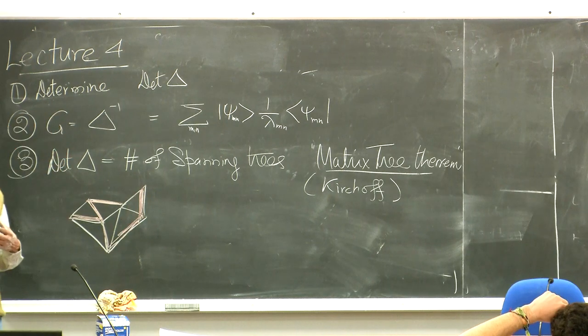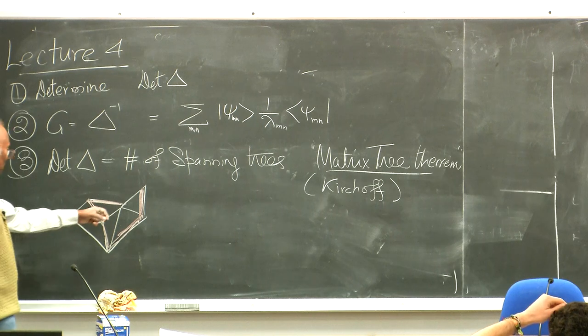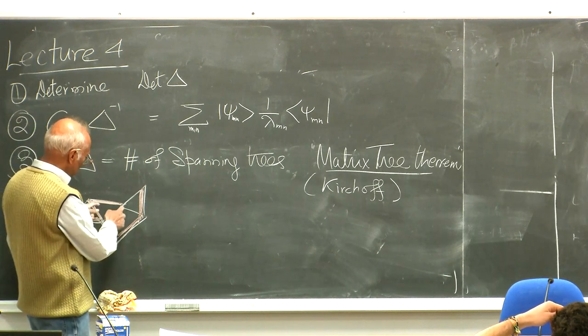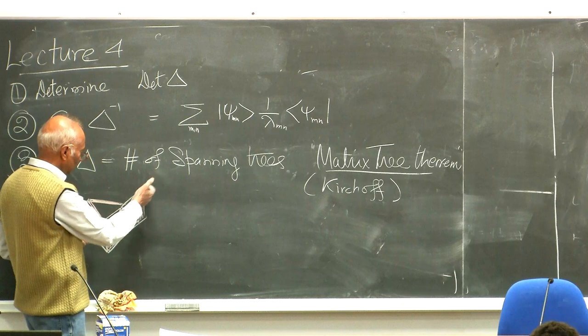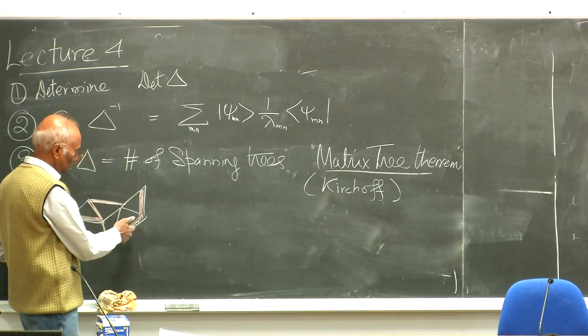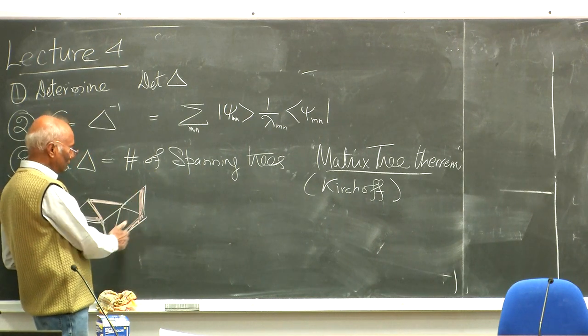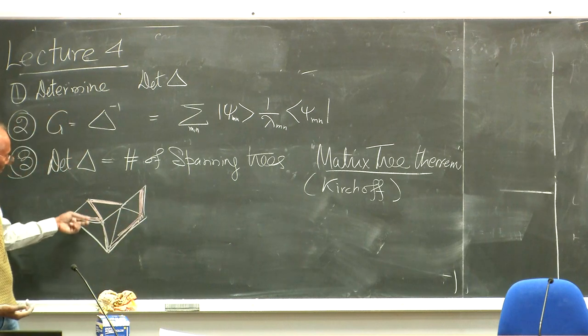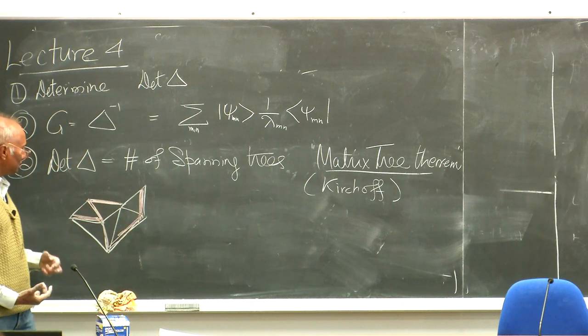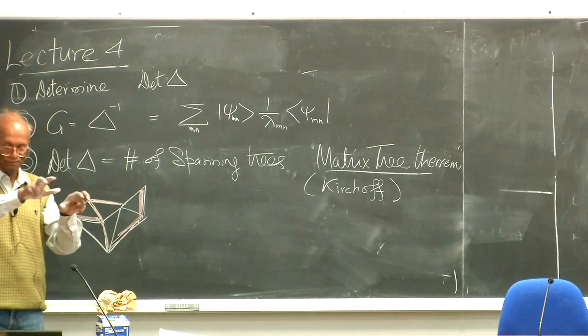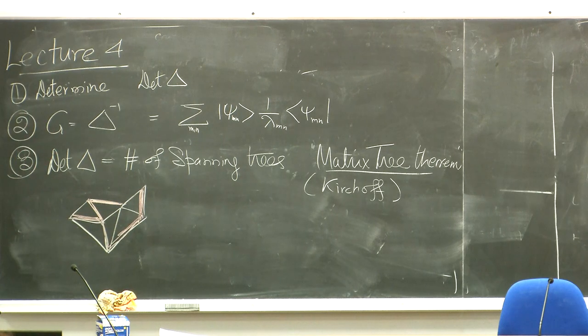Form a spanning tree of the graph. What is it doing? It is a tree. It is a set of edges which are occupied, other edges are left empty. The set of edges have the property that the tree goes through all the vertices, and there are no loops. So that is called a spanning tree.